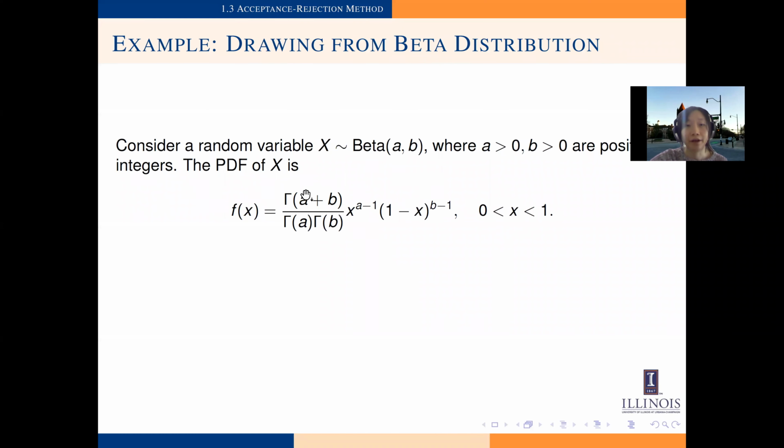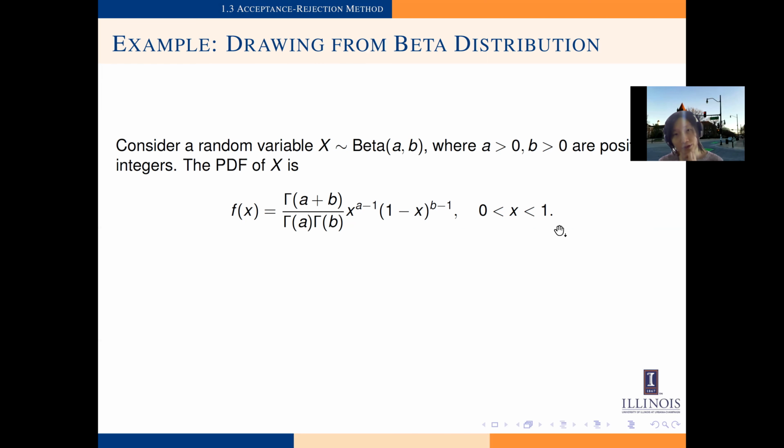We have gamma of a plus b divided by gamma a times gamma b, times x to the a minus 1 power, and 1 minus x to the b minus 1 power. Remember that whenever we give the distribution of a random variable, we have to also specify its support. In this case, the random variable x takes values between 0 and 1.